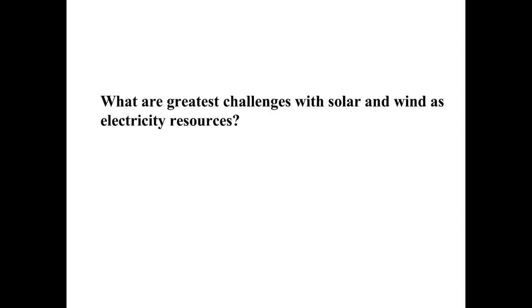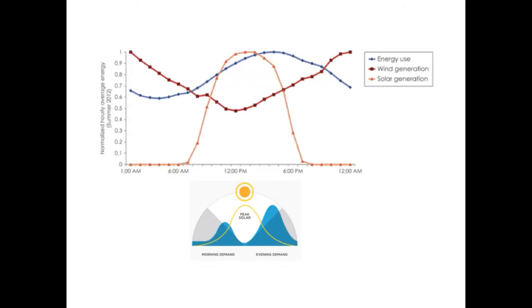So what are the challenges with solar and wind as electricity resources? The biggest is intermittency. And intermittency is shown here, where we have on the y-axis the normalized hourly average energy. And this is for data from the summer of 2012, but assume that they're constant for now. And then we have on the x-axis a 24-hour day, so from roughly 1 a.m. or midnight on the left to midnight again on the right.